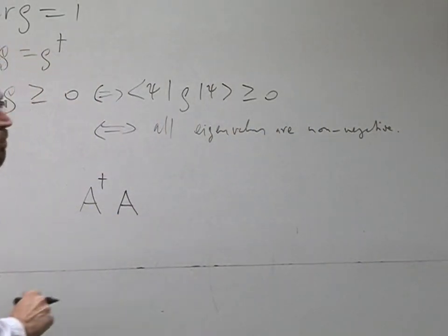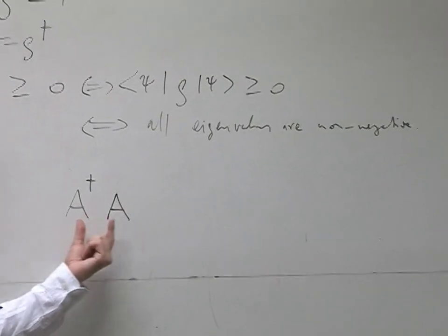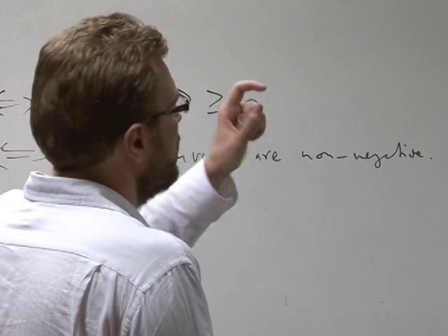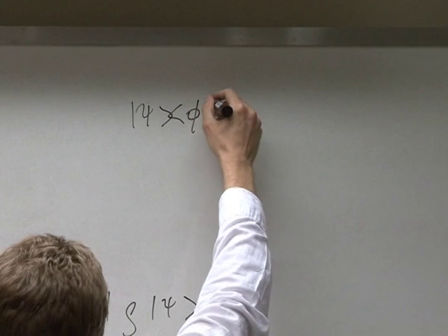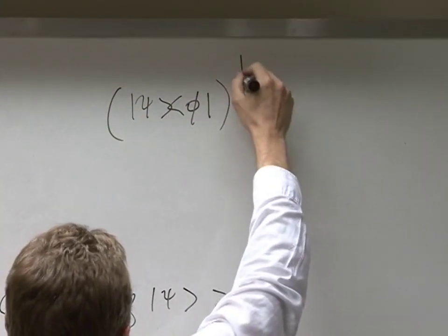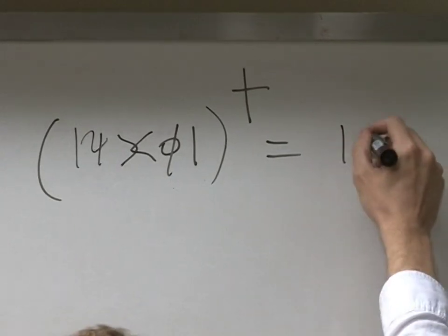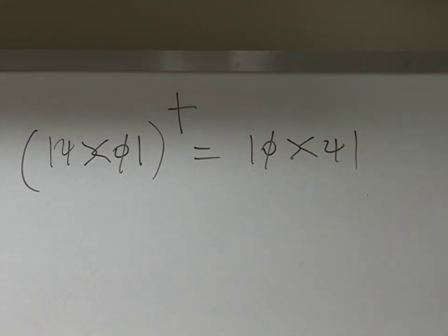If you combine operators into this form, so I give you any matrix now, I multiply it by its Hermitian conjugate. And a Hermitian conjugate in Dirac notation just means that I exchange bras and kets. So the dagger of this is basically equal to phi times psi.